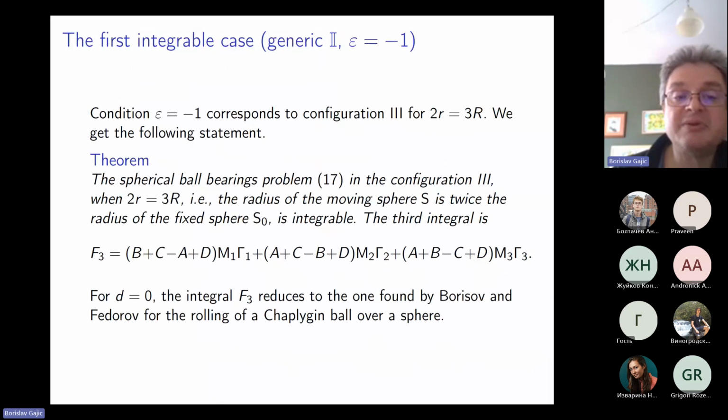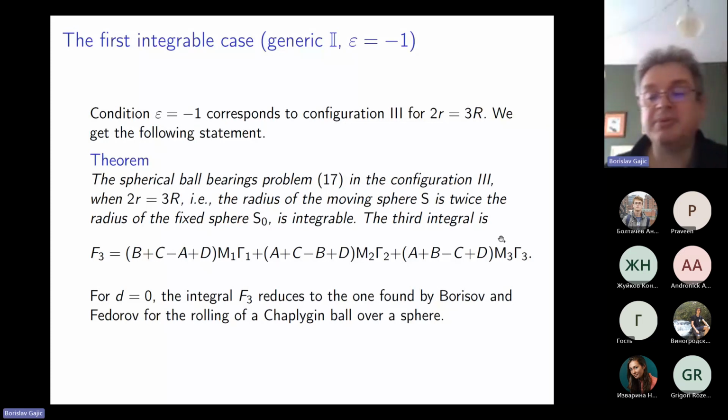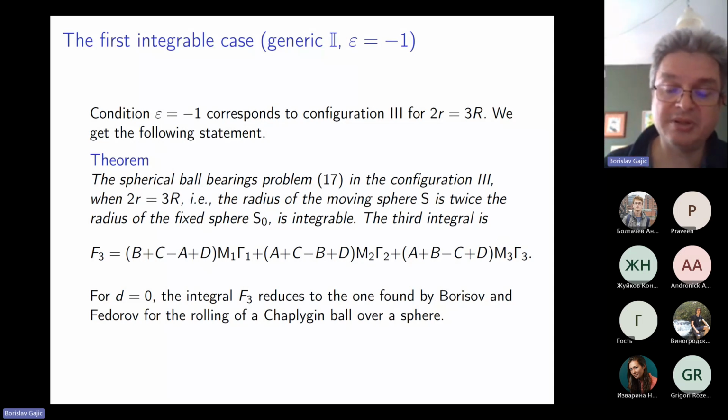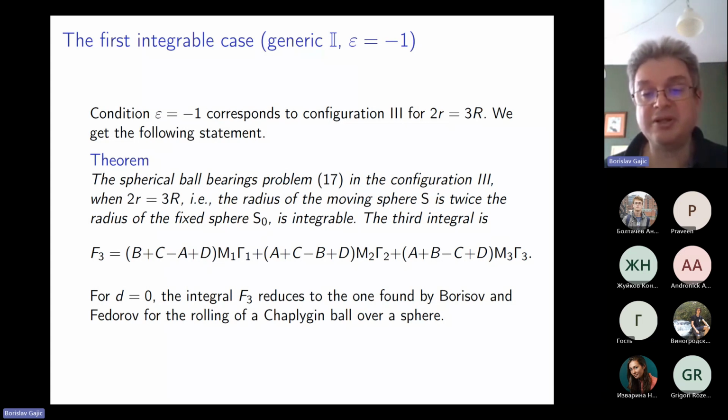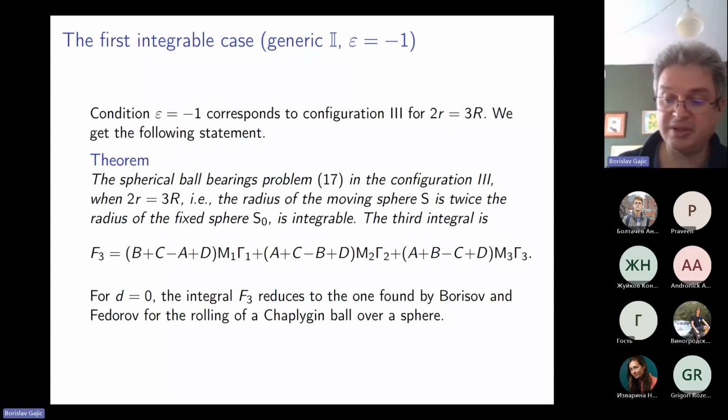When epsilon is equal to -1, this is the configuration 3 for 2r equal to 3r. We get the following statement. The spherical ball bearing problem in the configuration 3, where the radius of the moving sphere is twice the radius of the fixed sphere, is integrable. The third integral is given, so we have complete integrability by means of the Euler-Jacobi theorem. We have a 5-dimensional configuration space with 3 integrals and an invariant measure, so it is integrable.